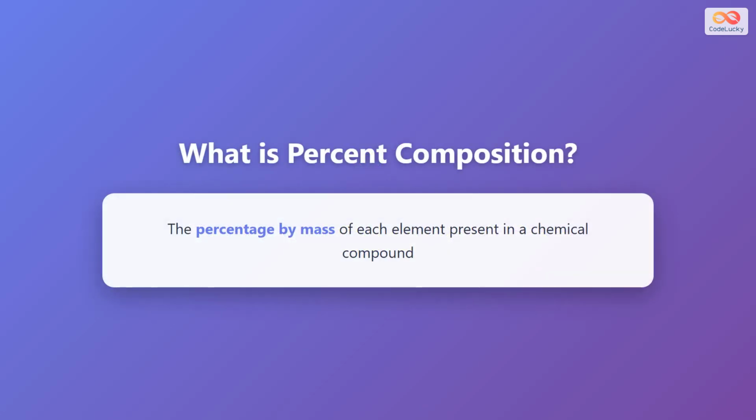Percent composition is defined as the percentage by mass of each element present in a chemical compound. In other words, it tells us how much of the compound's total mass is contributed by each individual element. This is expressed as a percentage, making it easy to compare different elements within the same compound.